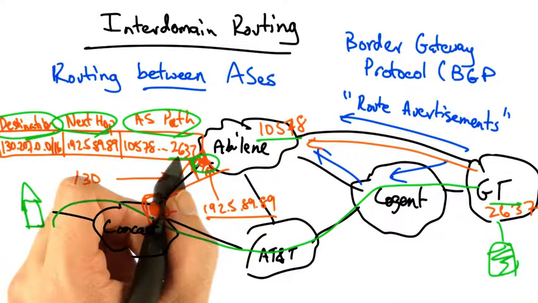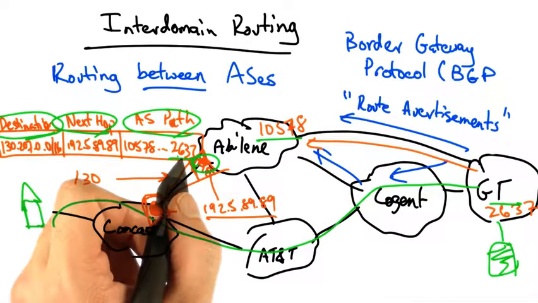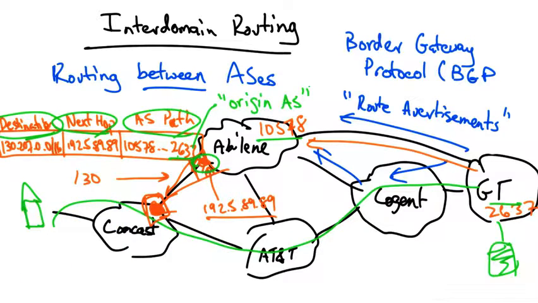hearing the announcement. The last AS number on the AS path is often called the origin AS because that is the AS that originated the advertisement for this IP prefix. In this case, the origin AS is 2637 or Georgia Tech because it is the AS that originated the announcement for this prefix.